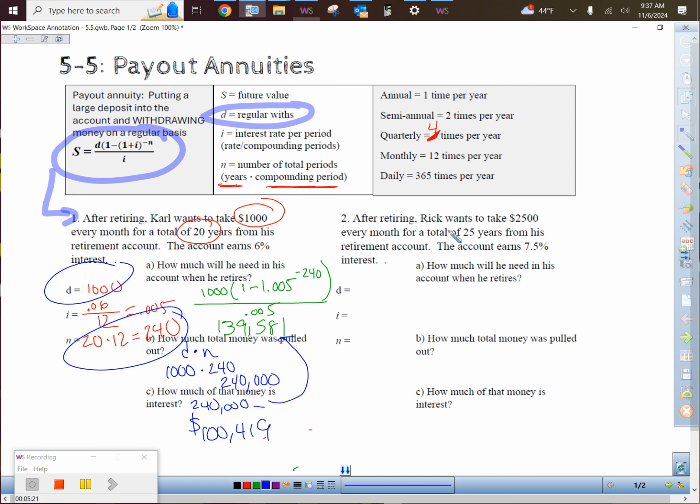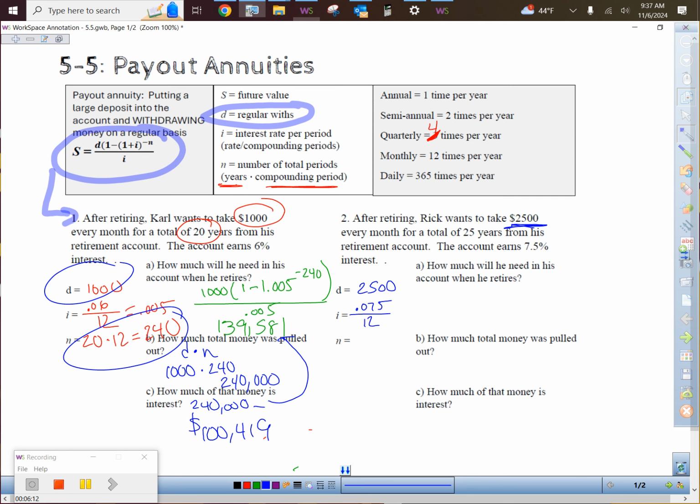Let's say after retiring, Rick wants to take $2,500 a month out. That's a lot of money, man. $2,500 a month is a lot of money to be pulling out of the bank, but still, that's what he wants to do. I is found the same way we've been finding it all chapter long, so it's our percent divided by, I think all of these are going to be per month. That's usually how people like to roll when they retire. They got their monthly payments, like your bills and all that stuff happen every month, so all these are going to be per month.